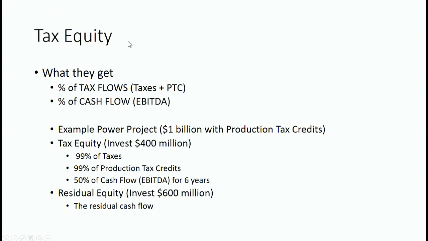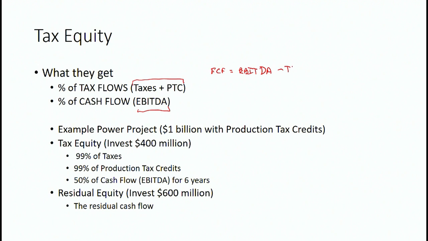So let's look at a tax equity deal, and what do they get? What they do is they get a percent of the tax flows, which include taxes and the production tax credit in that bucket. And they also get a percentage of cash flow, of EBITDA. And EBITDA is that.